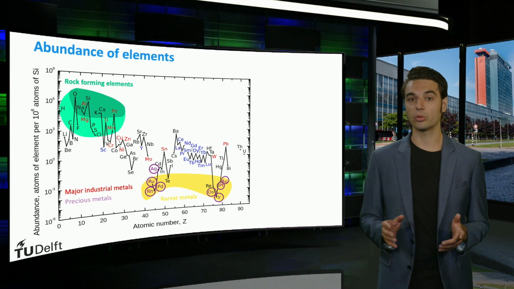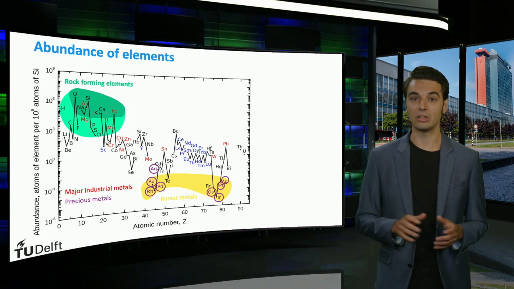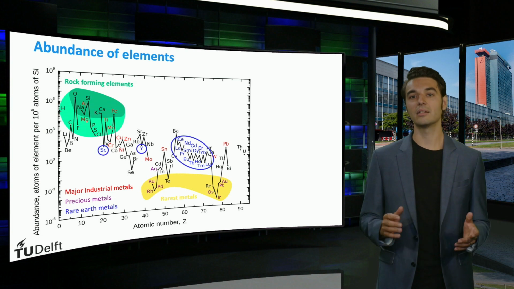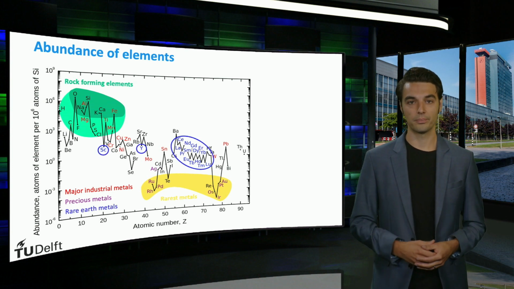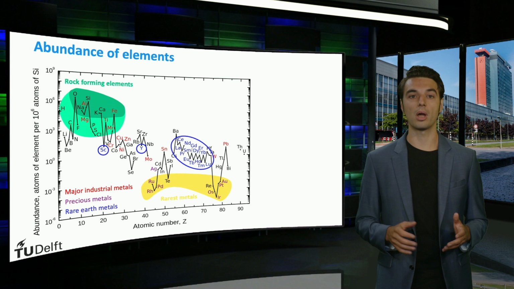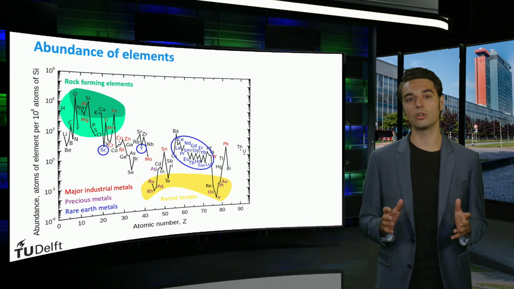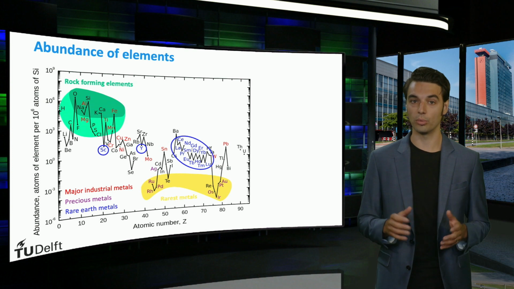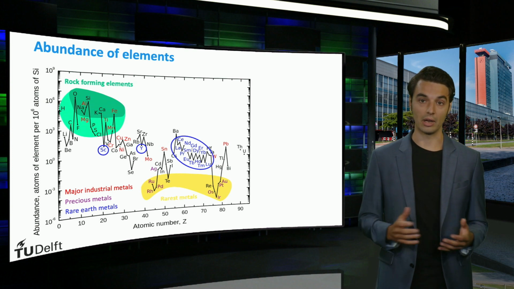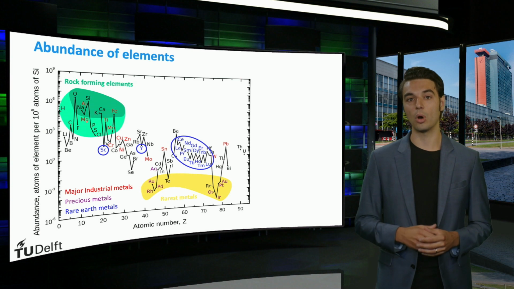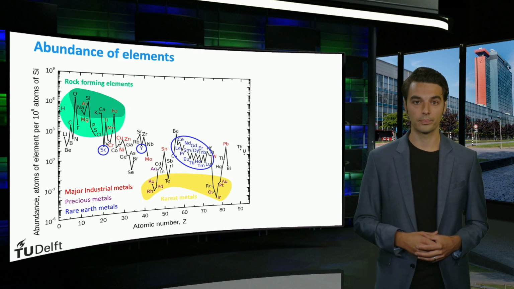The precious metals are shown in purple. These elements are rare and very expensive. Finally, there are the rare earth elements. These elements are much more abundant than the precious metals. However, these elements do not have the tendency to become concentrated in exploitable ore deposits. Therefore, most of the world's supply of rare earth elements comes from only a handful of sources.